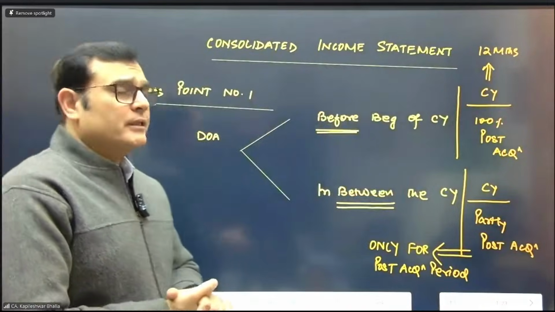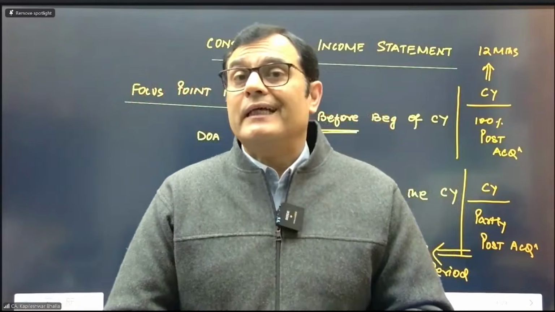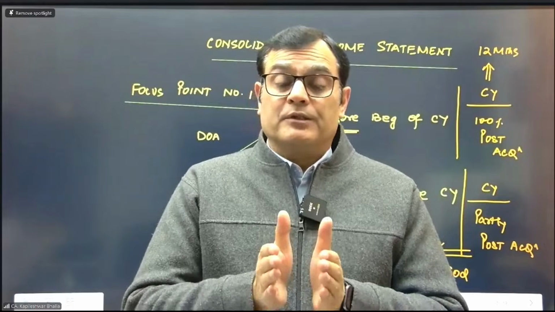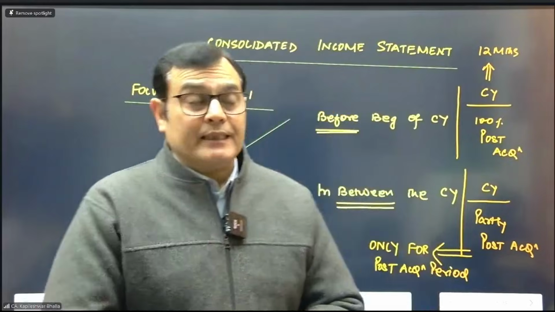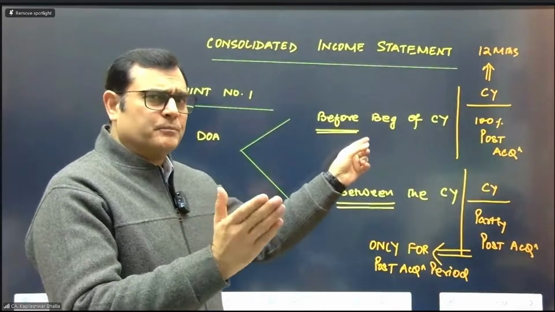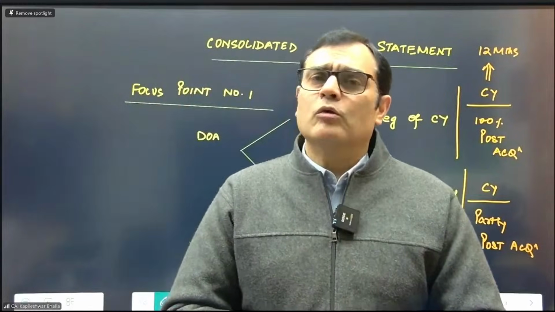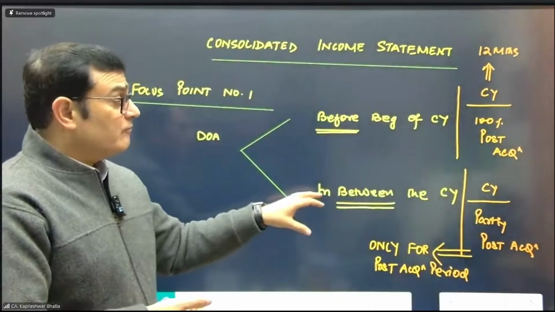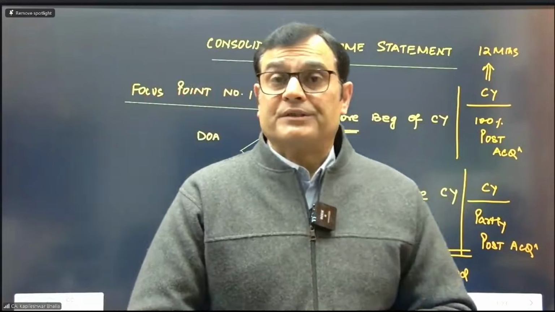When you make a consolidated income statement, your first approach in the question is looking at the acquisition date. Why do we need to look at the acquisition date? Because you need to consolidate the post-acquisition period. If your acquisition date is before the current year, the entire 12 months is post-acquisition, and you can aggregate all the income and expenses for 12 months. But if the acquisition date is somewhere in between the year, then your consolidation will be for a proportionate number of months.